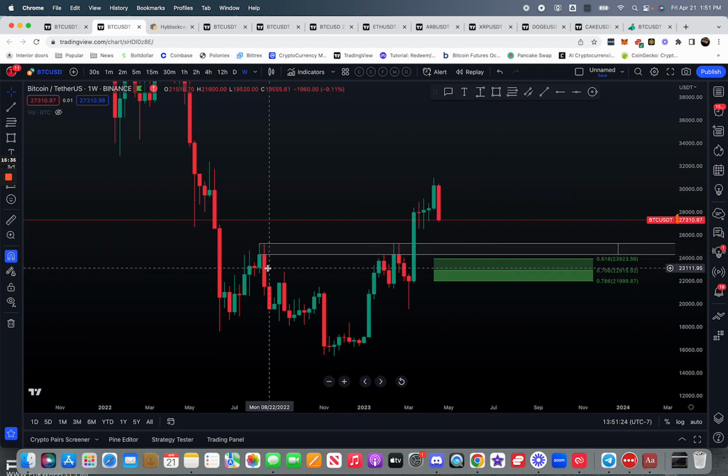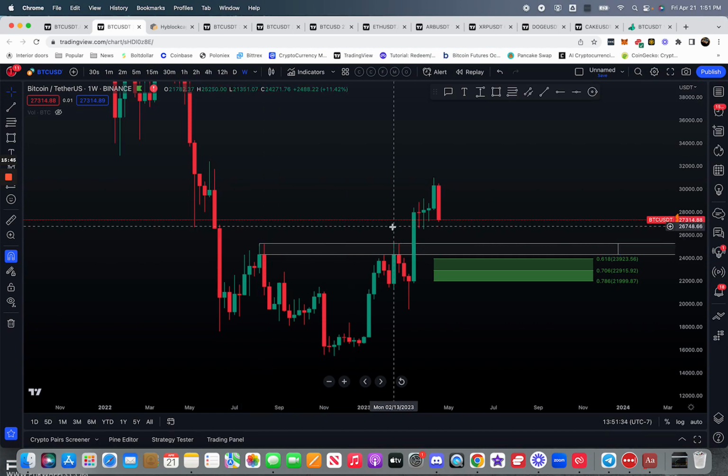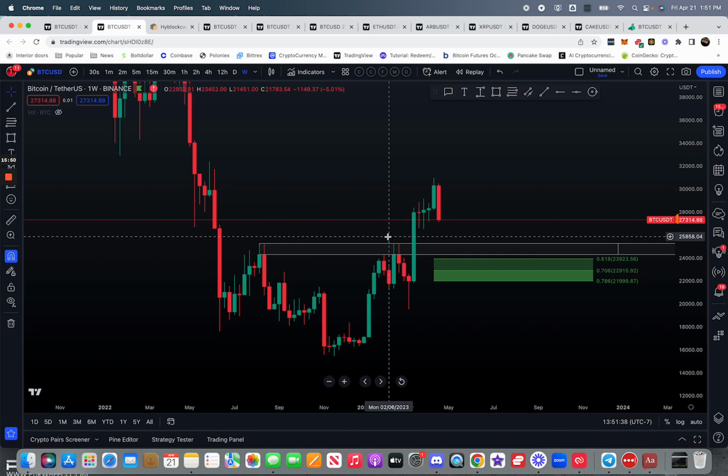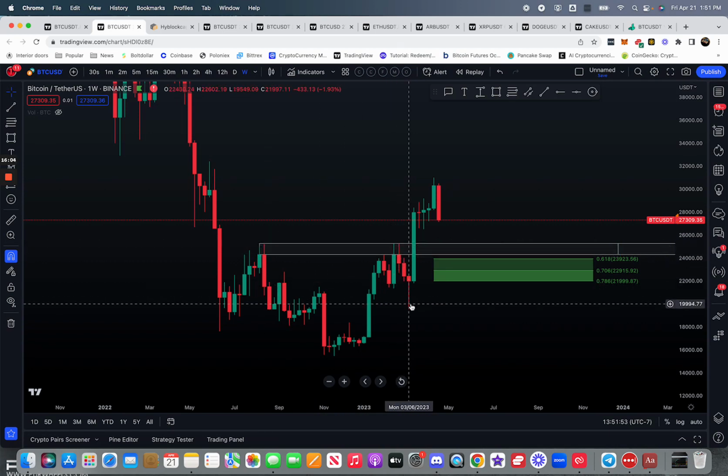Why this area? Back in August of 2022, we formed this tweezer top and we hit this resistance wall. We came back 6 months later and did the exact same pattern. And when I say the exact same pattern, I'm talking about same tweezer top, same size wicks, same size candle bodies. I mean, this is just a perfect example of backtesting a resistance wall and rejecting. And then this is, again, a perfect example of what you need to look for: a convincing follow-through breakthrough.